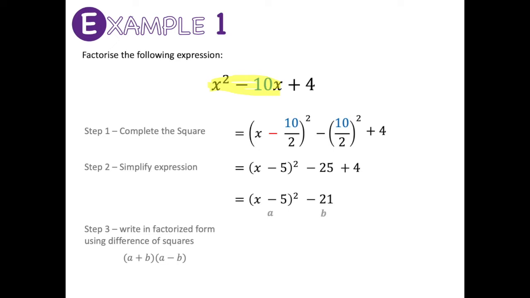When we write it, we're going to write our a value first. So our x minus 5, and then plus the square root of 21 in our first set of brackets, and then x minus 5 minus the square root of 21 in our second set of brackets. And that is the factorized answer for x squared minus 10x plus 4. When we factorize it, it is going to be x minus 5 plus the square root of 21, x minus 5 minus the square root of 21.